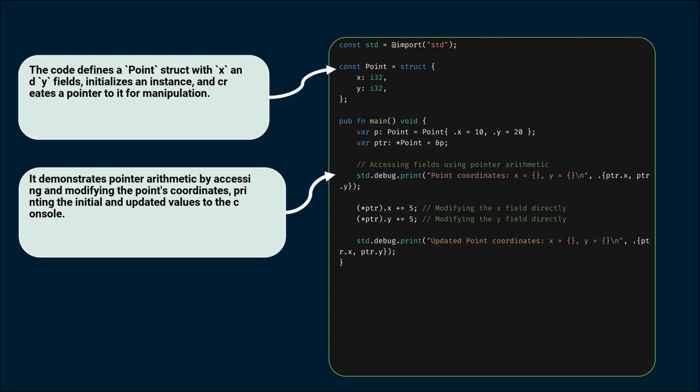By incrementing the x and y fields directly through the pointer, we showcase the flexibility and efficiency that pointers bring to the table. Finally, we print the updated coordinates, illustrating the changes made through the pointer. This example emphasizes the power of pointers in Zig, as they provide quick access to structure members and enable easy modifications without cumbersome syntax. This ease of manipulation can be particularly helpful when dealing with complex data types.